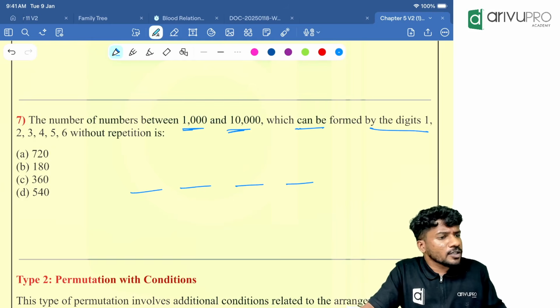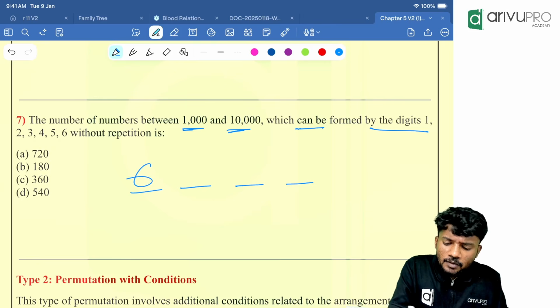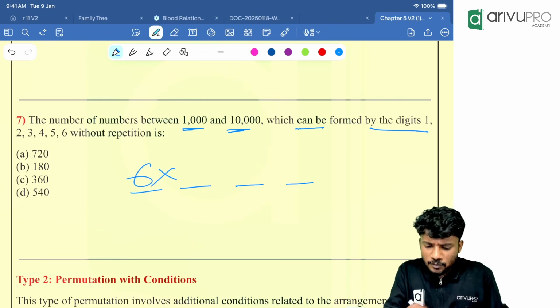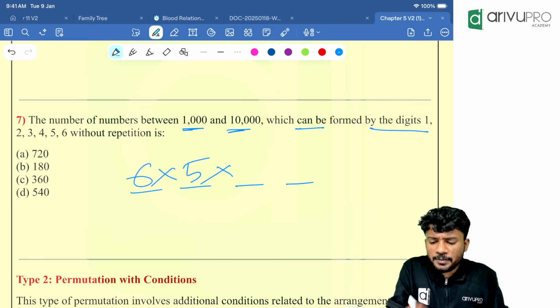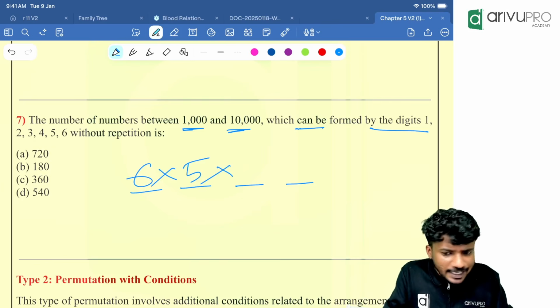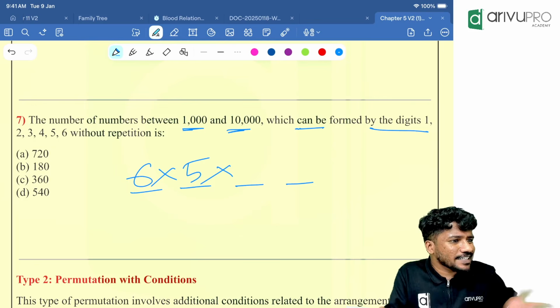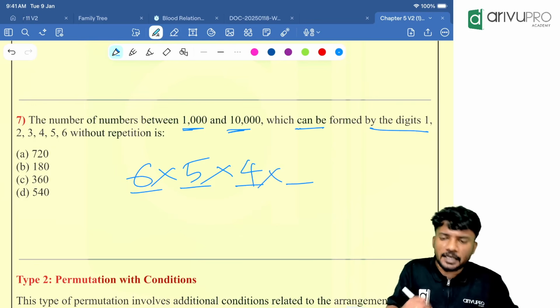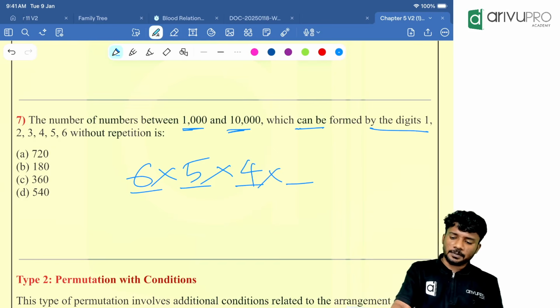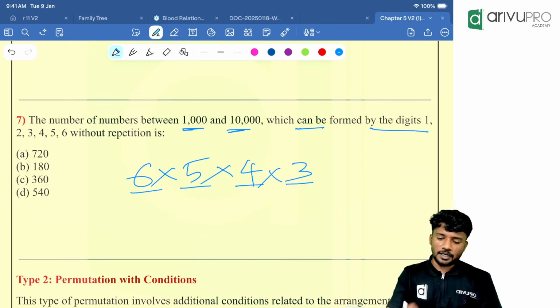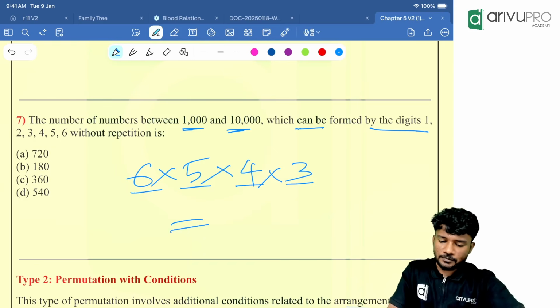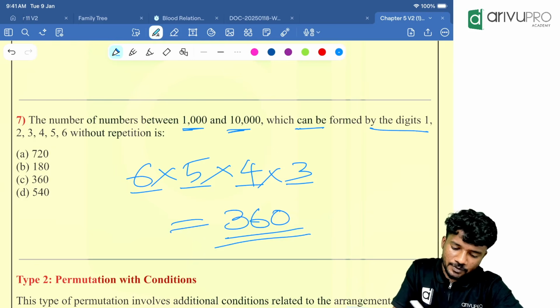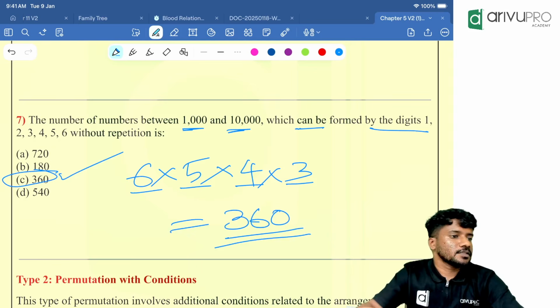So you tell me, what is the approach? In total, 6 digits are there. One of them can sit in the first place. Then, if one person sits, 5 will remain. Any of the 5 can sit in the next place. If 2 people already sat, how many are remaining? 4 are remaining. If 3 people already sat, how many are remaining? 3 are remaining. How much is the answer, people? 360. Option C is your answer.